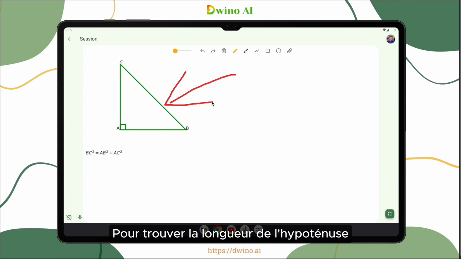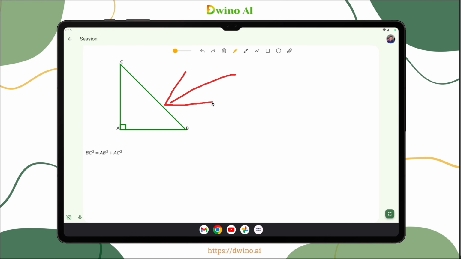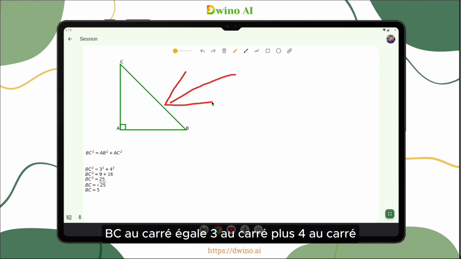To find the length of the hypotenuse, you need to know the lengths of the other two sides. For example, if AB is 3 and AC is 4, then BC squared equals 3 squared plus 4 squared, which equals 9 plus 16, which equals 25. To remove the square from BC, you take the square root of 25, which equals 5. So the length of the side BC is 5 units. Do you want to try an example?